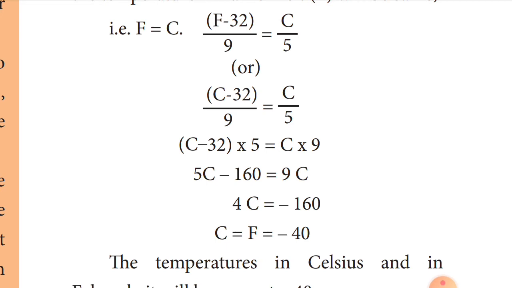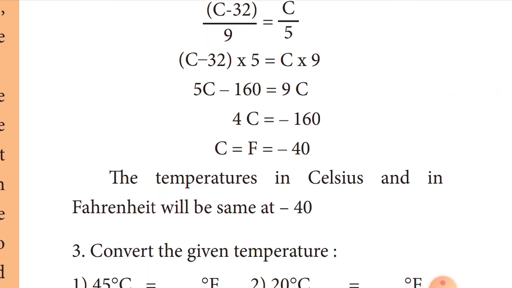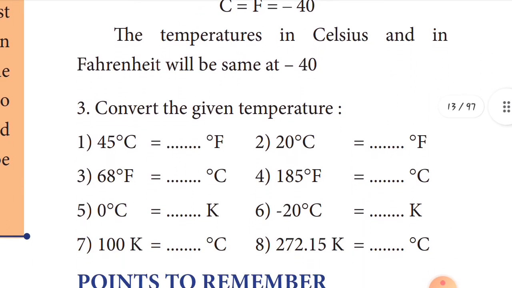So you need what? C is equal to F, you have to find out. 4C divided by 4 is equal to minus 160 divided by 4. So you strike out the 4, and finally you are getting what? Minus 40. So here C is equal to F is equal to minus 40. So the temperature in Celsius and Fahrenheit will be the same. The value is minus 40. This is clear to you, children?